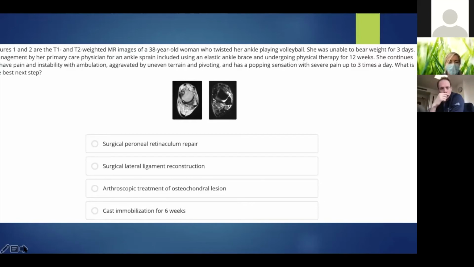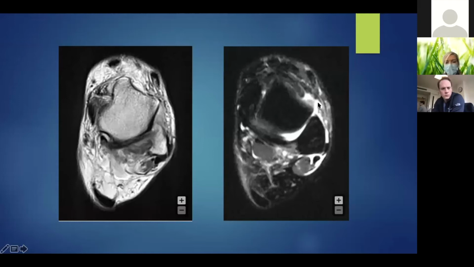So best next step. We have actual T1 and T2 cuts. I'll show you these zoomed in. Here they are. Great. So what do you see here? Let's see. Looking at the lateral side, looks like we have ATFL. Looks like it's out, like we're calling ankle instability. Looks like we have maybe some tenosynovitis around the peroneal tendons as well.